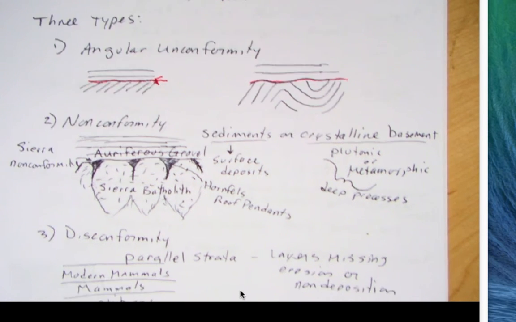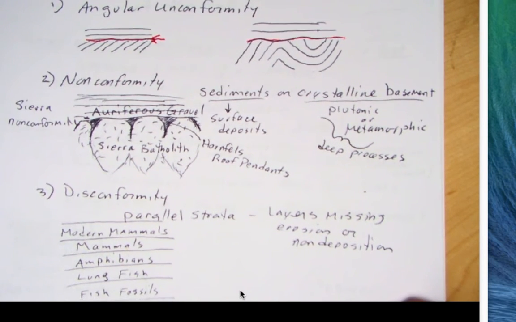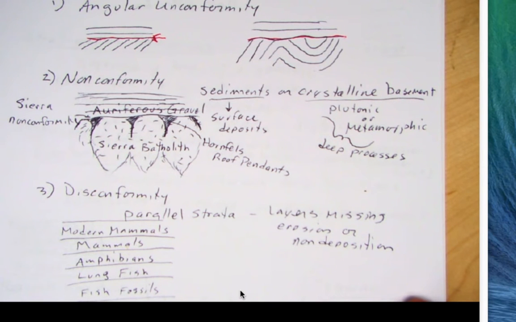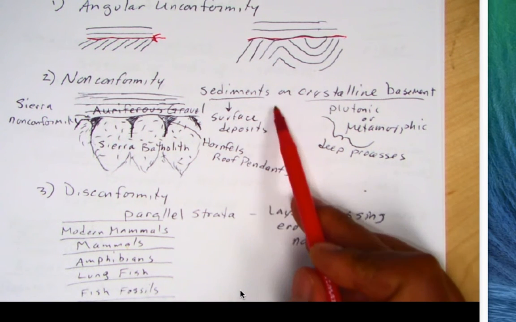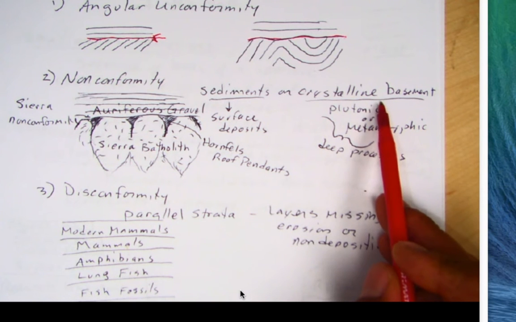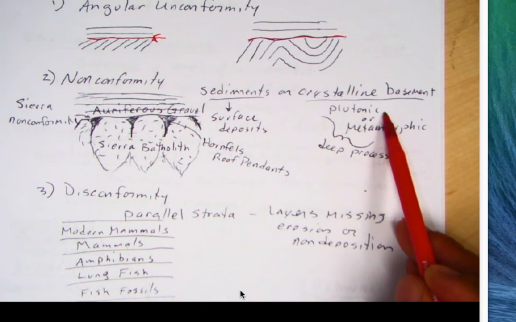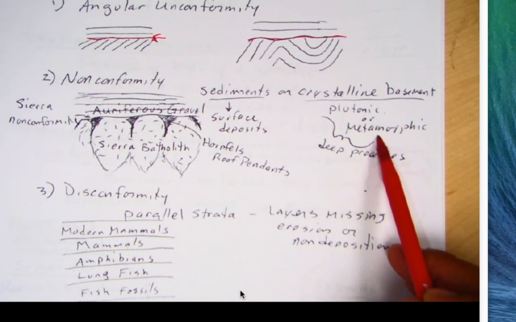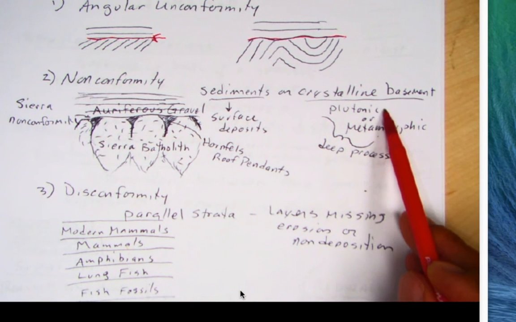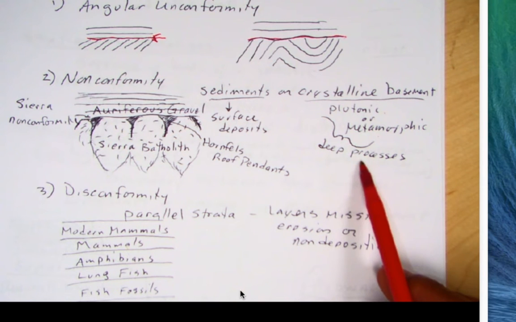The second type of unconformity is called the nonconformity. And so the nonconformity basically states where you have sediments on top of crystalline basement. And so remember, the crystalline basement is either going to be a plutonic igneous rock, like a granite, or a metamorphic rock. Both of these, what they share in common is that they formed within Earth. It's a deep process. It doesn't happen up here on the surface. It's somewhere in the Earth at some depth.